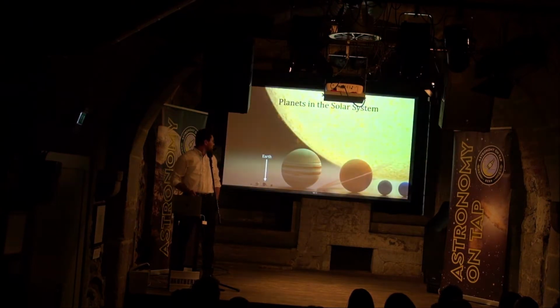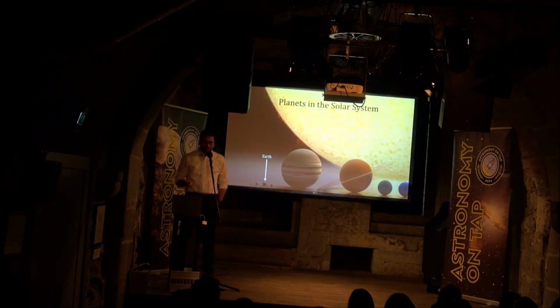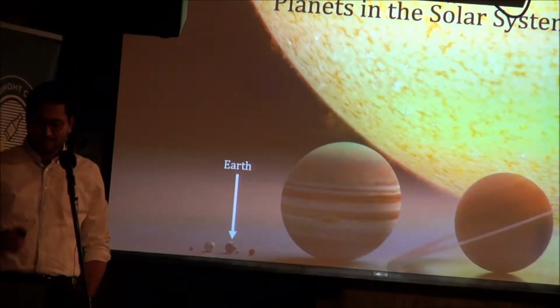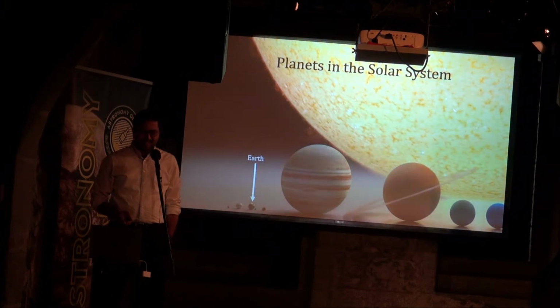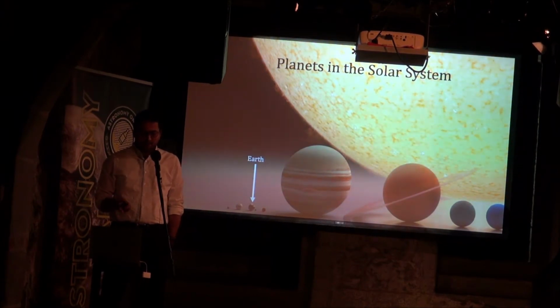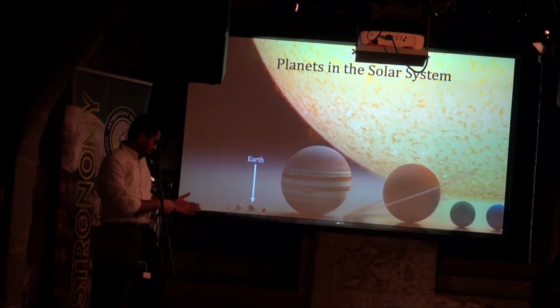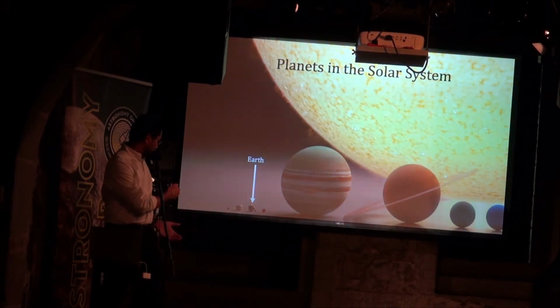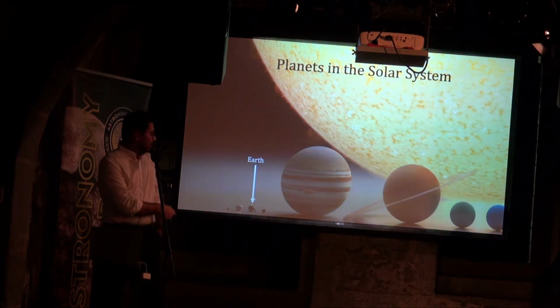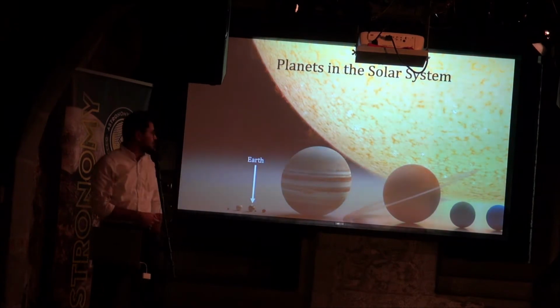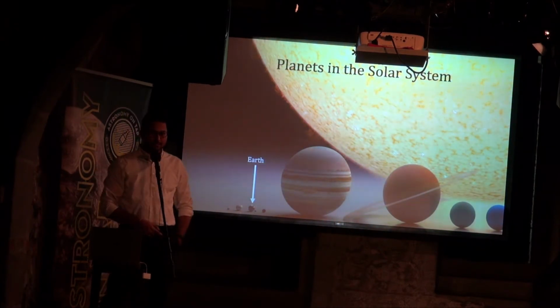But first, the solar system. In our solar system, there are 8 planets, and the inner solar system has 4. You can see Earth here. So this is Earth here. To scale, you can see it's very tiny compared to the rest of the bodies in the solar system.